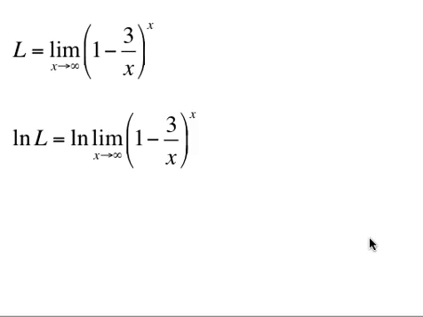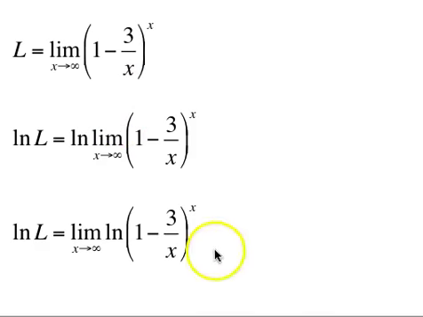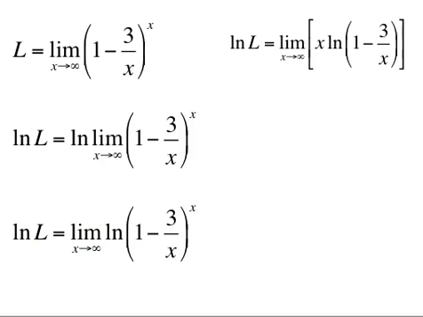So the first thing I'm going to do is take the natural log of both sides. So the log of L is the log of that limit. And then we can switch the limit and the log thanks to continuity. And then we know our rule from algebra: if you have a log of a function to the x power, we can bring the x in front of the log. Now don't bring the x in front of the limit, because of course x is changing. So we get natural log of L is the limit as x goes to infinity of x times the natural log of 1 minus 3 over x.